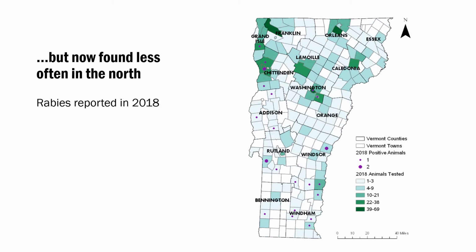Also, largely due to the rabies vaccine bait drop led by the USDA Wildlife Services, we're finding fewer terrestrial mammals testing positive from the northern part of the state, which is within the bait drop zone. This map shows a recent year of data into 2018. You can see we have more of those purple dots, or rabies positives, from the southern part of the state. And those in the northern part of the state were mostly bats, because they are not targeted by the USDA rabies vaccine bait drop.